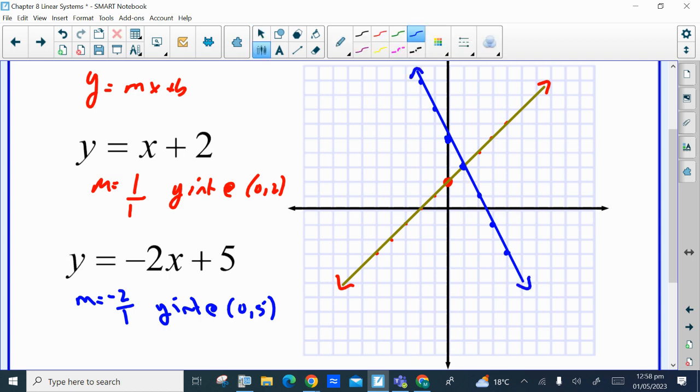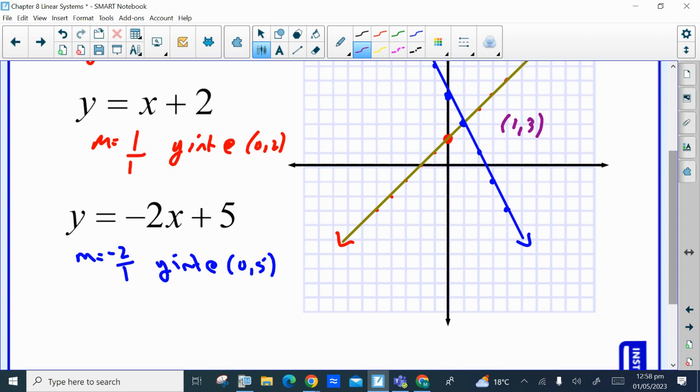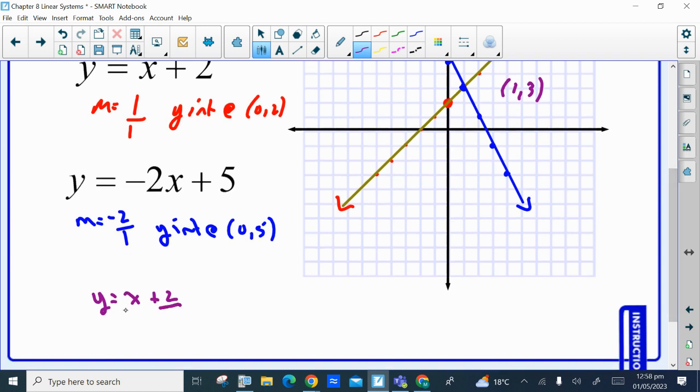A line is a relation that continues at a constant rate of change. That rate of change is a slope, and it goes forever in both directions. We can see that the point of intersection appears to be the point 1, 3, and we can check it. We can check it algebraically if we want. If you don't have a graphing calculator, this is how you would check it algebraically. Make sure that that point satisfies both equations. When x is 1, y should equal 3.